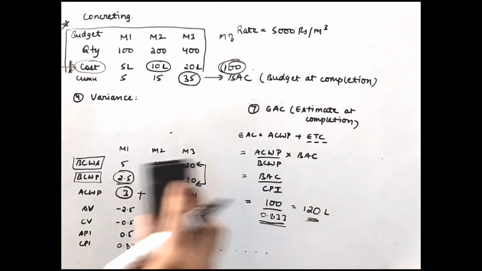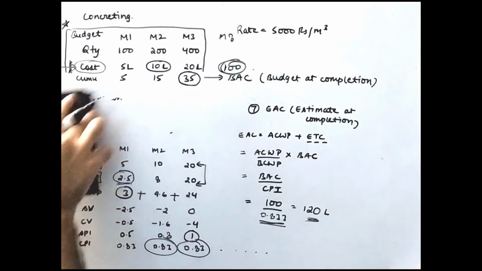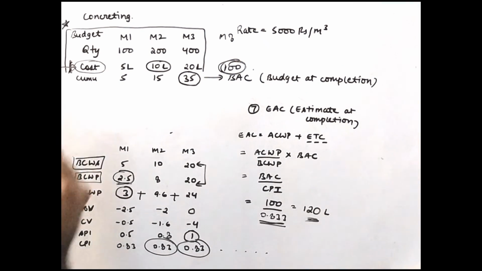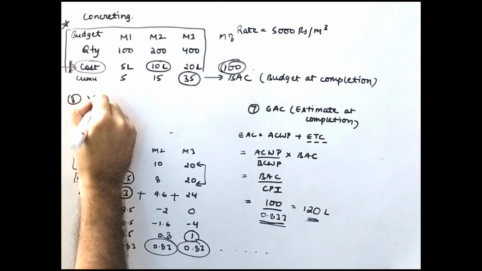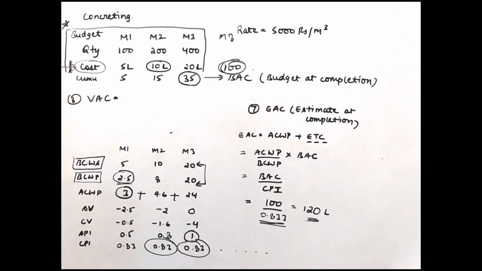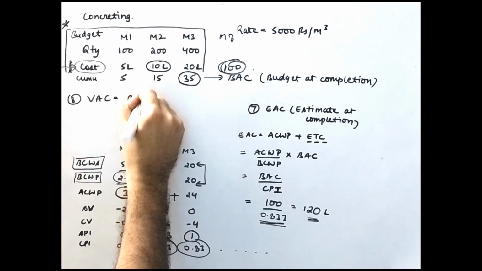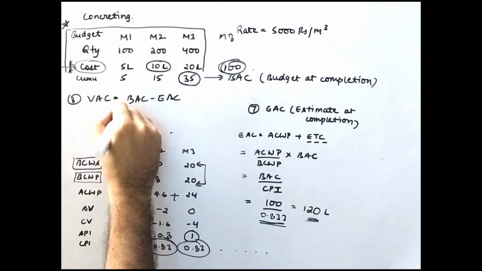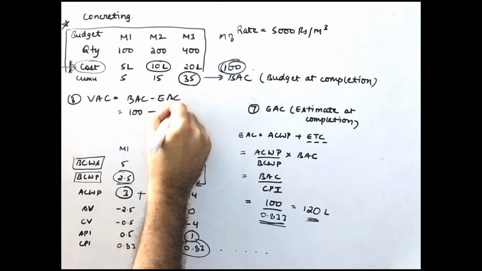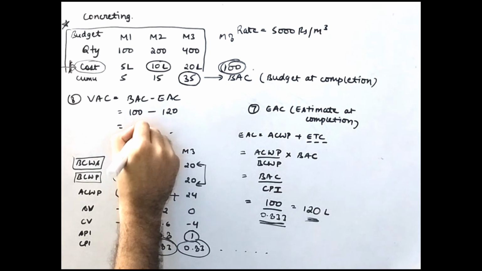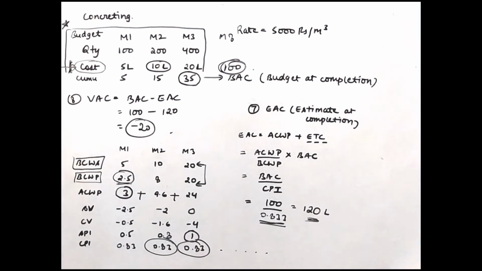Now the last but not the least is your variance at completion. That means the budgeted amount versus your estimate at completion. So BAC minus EAC. How much did you budget? You budgeted 100 and you are doing it in 120. So it will be minus 20. So you are having a variance of 20 lakh rupees in the completion of the concreting activity. So that's all for the earned value method.